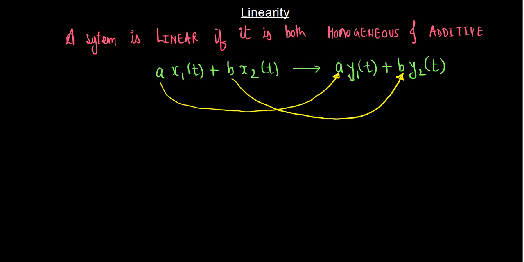Such systems are said to satisfy what is called superposition. So a combination of both the homogeneity and the additivity property leads to what is called the superposition or linearity property. Let's take a couple of examples here.